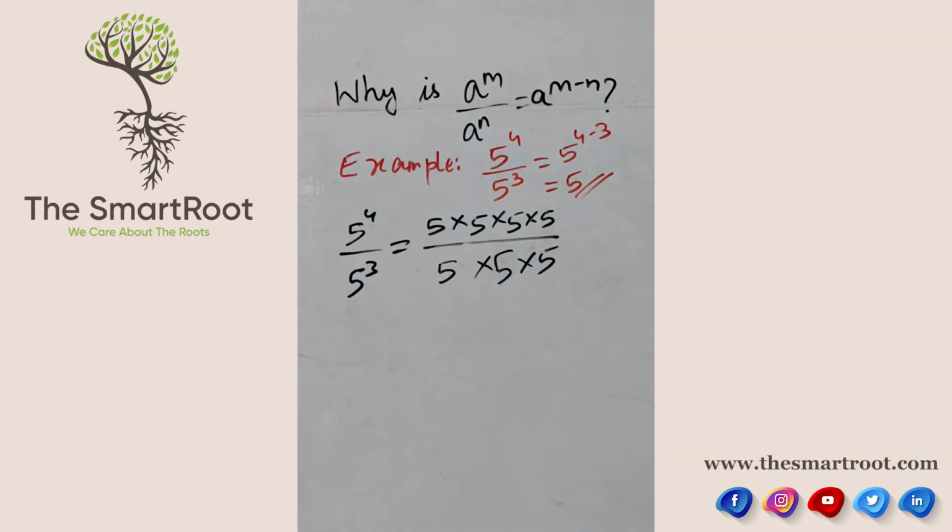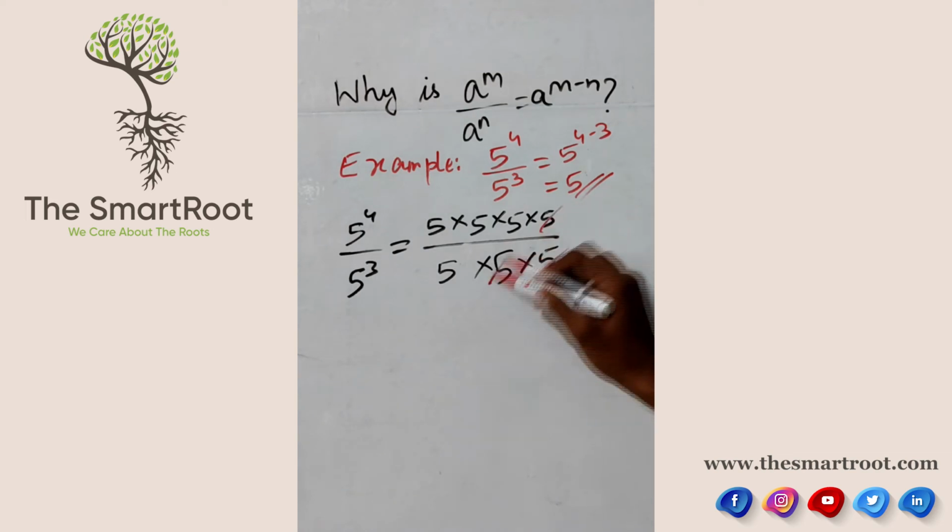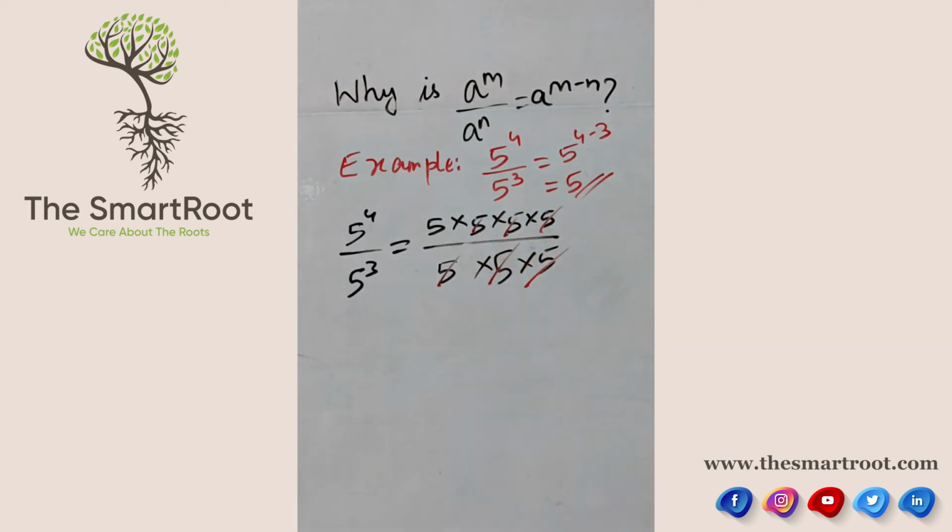So what do we have here? We can just cancel out the common terms, that is whatever is same in the numerator and denominator. That is 3 of the 5s will just get cancelled out. And what are we left with? We are left with just 5.